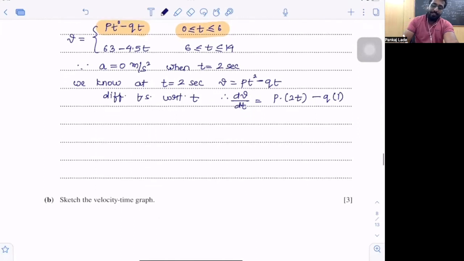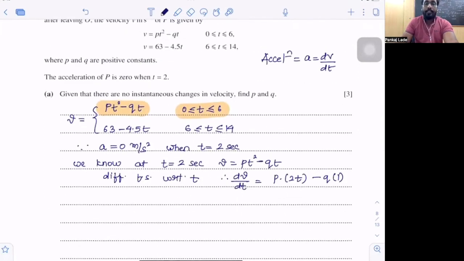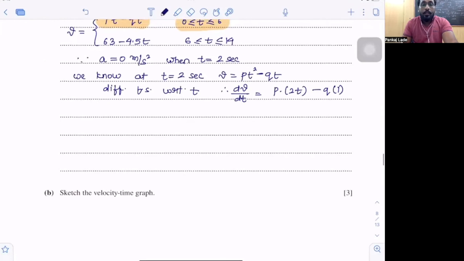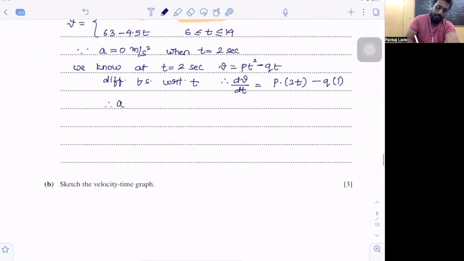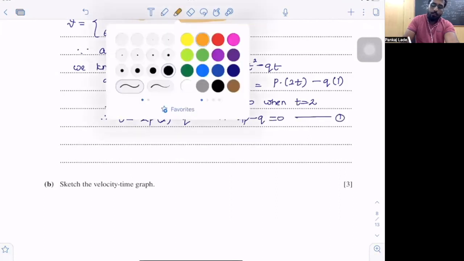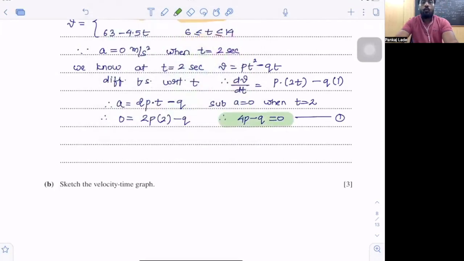But I know dv upon dt is acceleration, isn't it? It's already written over here. Dv upon dt is a, and at t equal to 2, what is the value of a? It is 0. So I can write here, therefore acceleration a is equal to 2pt minus q. So substitute a equal to 0 when t is equal to 2. So I get 0 is equal to 2p into 2 minus q. So that's 4p minus q equal to 0, and I'm going to call this equation 1.